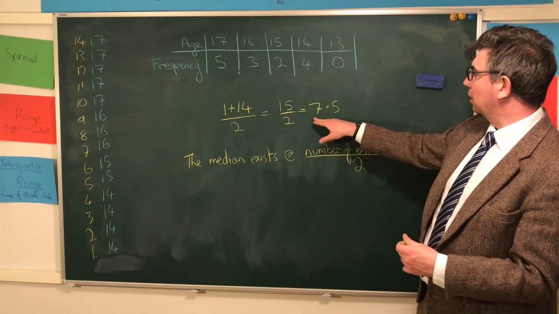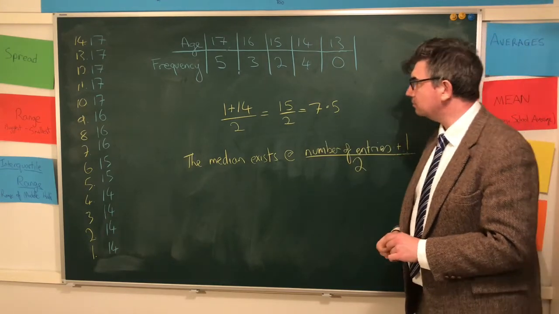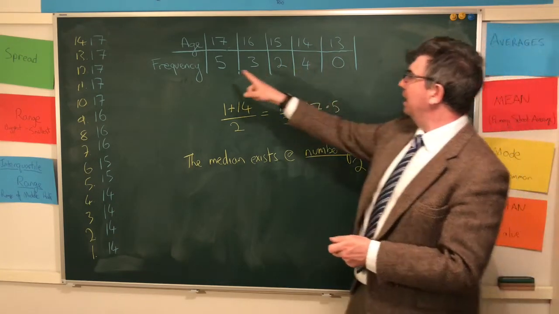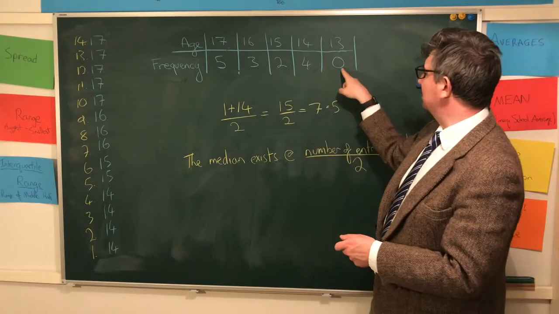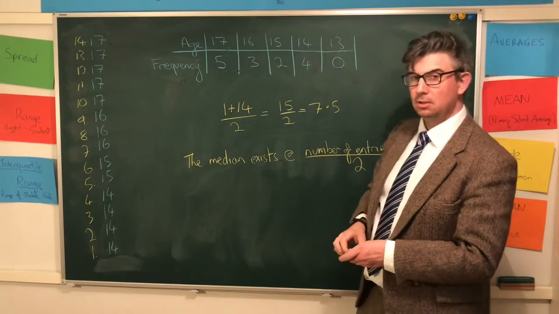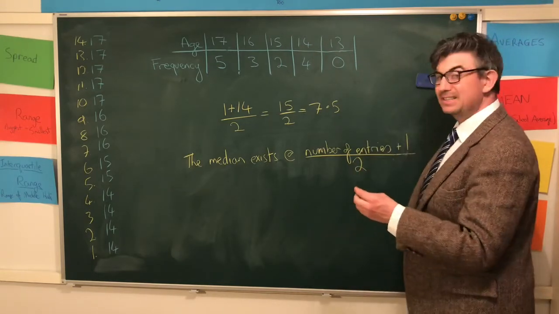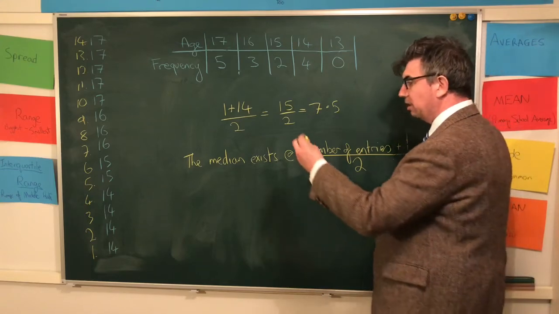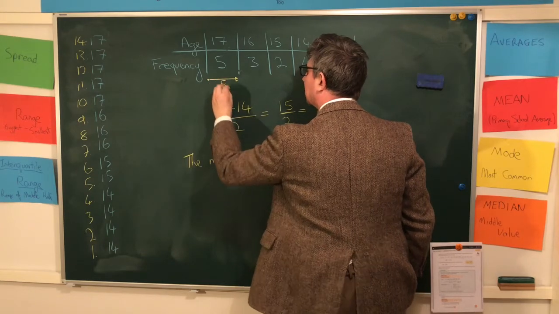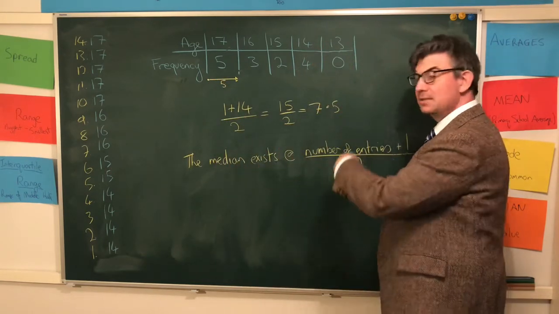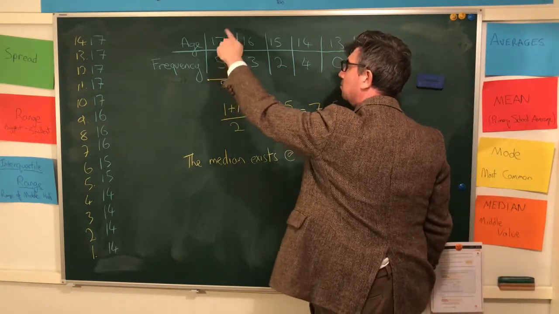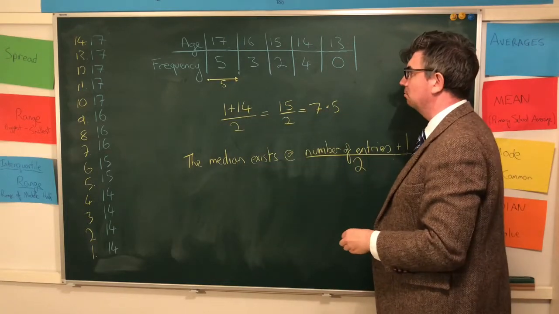So the median occurs at 7.5. So the 7.5 term will be the median. We want to know in which one of these is the median. Is it in this column, or this column, or this column? We have to think about this. If I start here and go to there, I've only covered 5 terms. Have I passed the median at this stage? No. So the median is definitely not in this column.